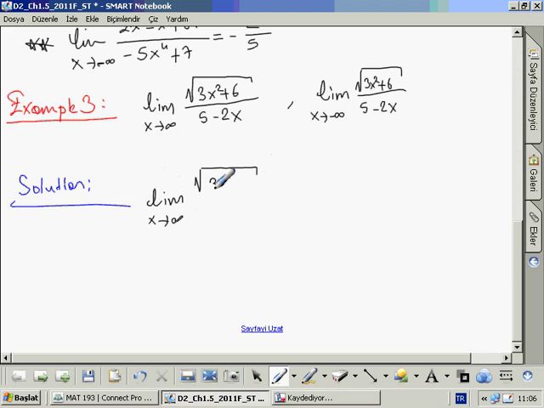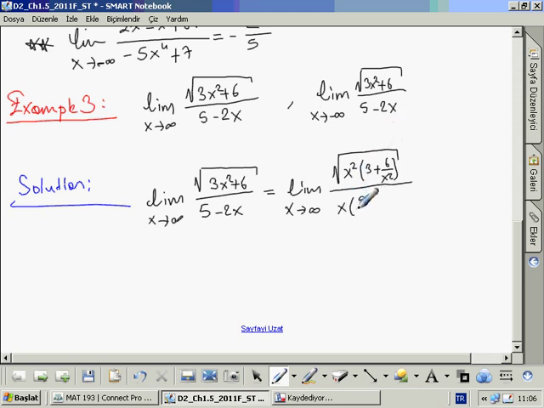The limit as x goes to infinity of the square root of 3x squared plus 6 over 5 minus 2x equals the limit as x goes to infinity of the square root of x squared times (3 plus 6 over x squared), over x times (5 over x minus 2), and that equals the limit of the square root of x squared times the square root of 3 plus 6 over x squared, over x times (5 over x minus 2).